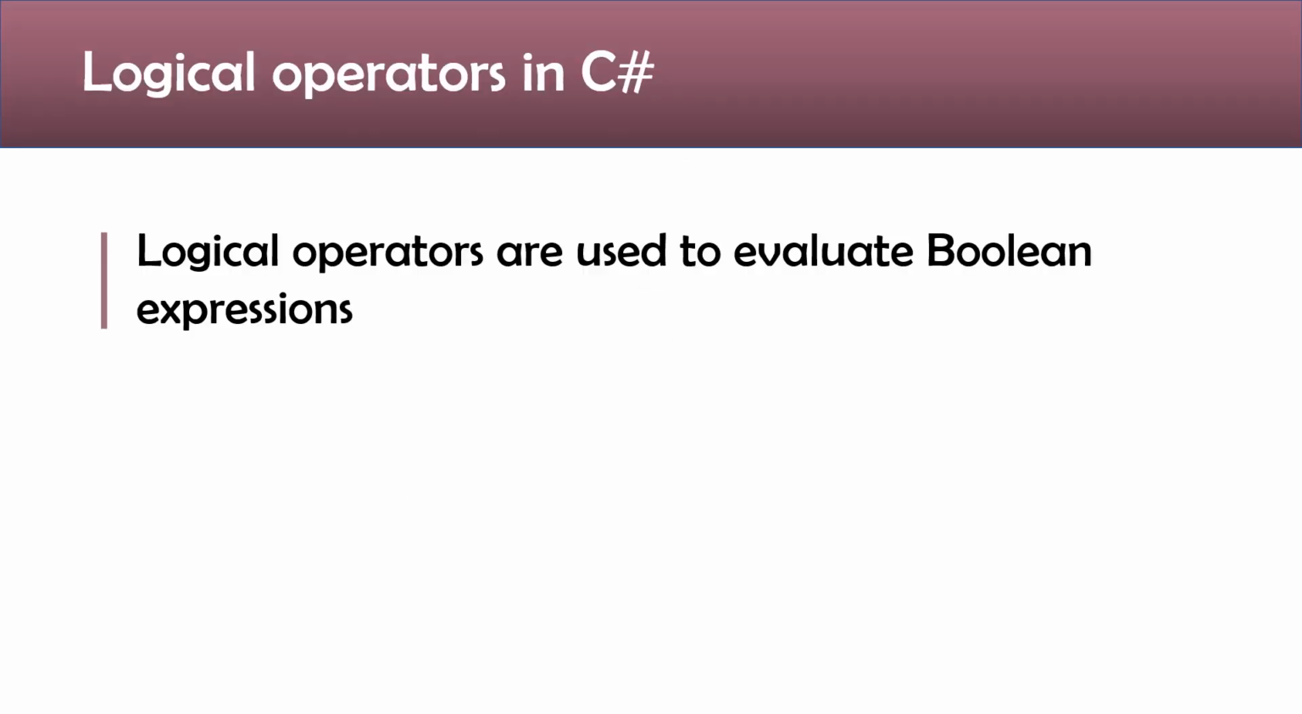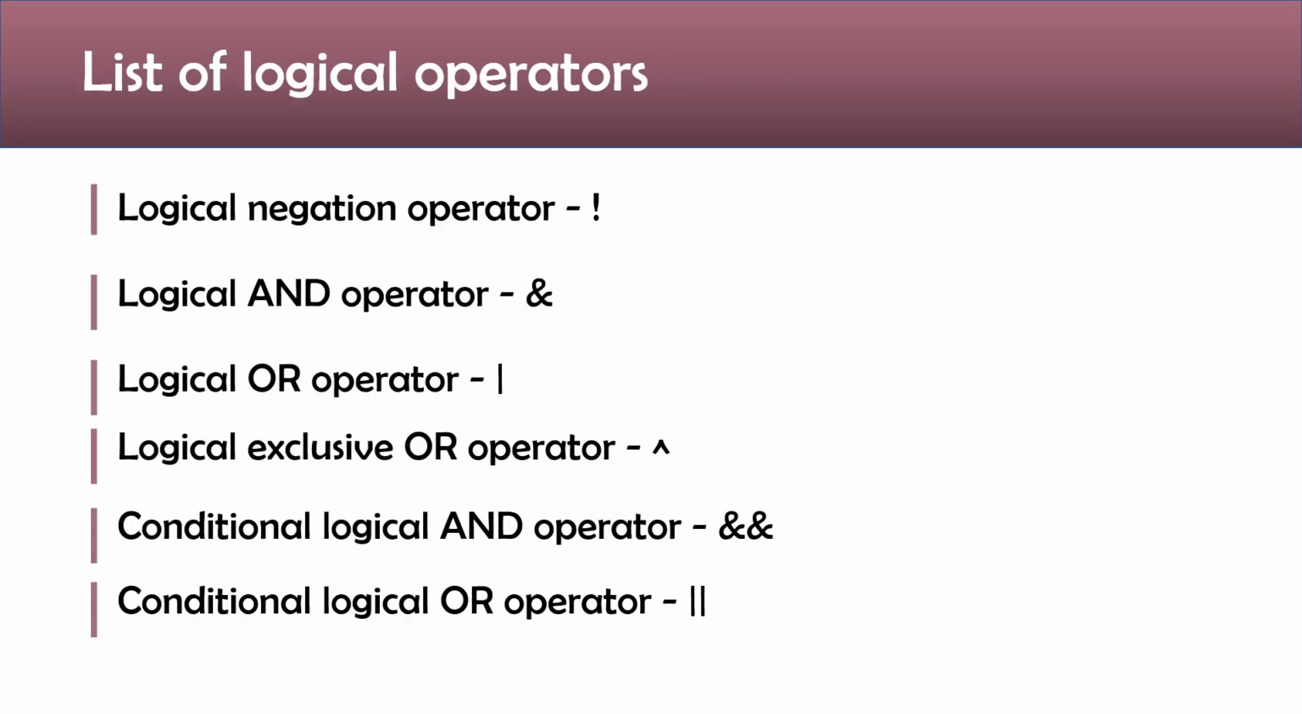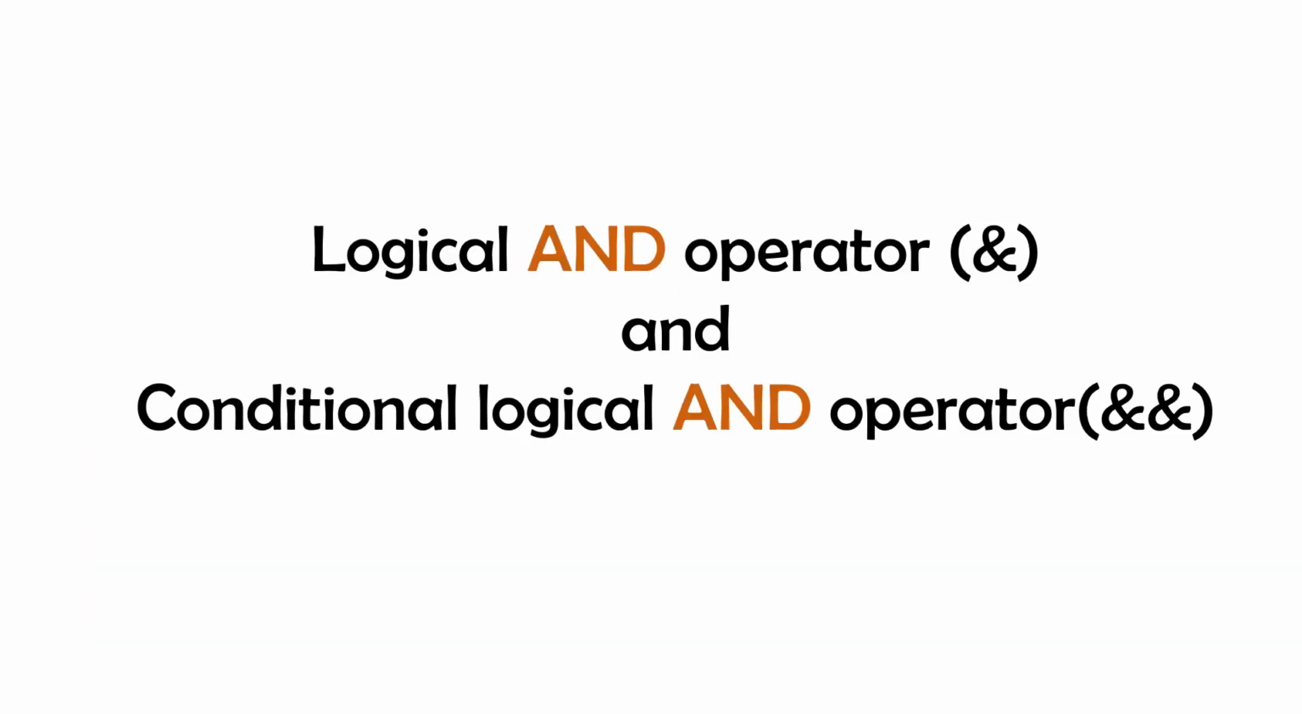As you all know, logical operators are used to evaluate Boolean expressions. And C Sharp has a whole list of logical operators. In C Sharp, we have two types of AND operators. We call the first one the logical AND operator, which is represented by a single ampersand, and the other one is the conditional logical AND operator, which is represented by a double ampersand.